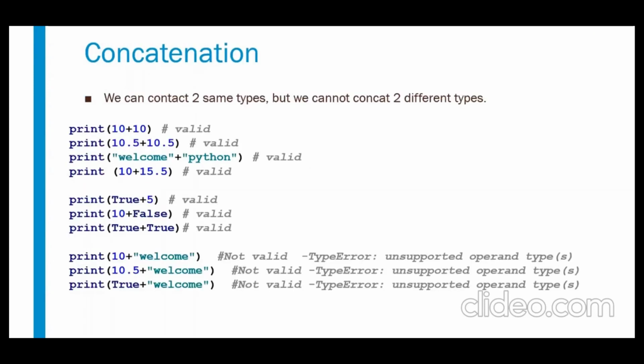Now let us see about concatenation in Python. So how can we do concatenation? Just now we have discussed different data types, right? Concatenation means joining. Okay, let us see how we can work with this concatenation.